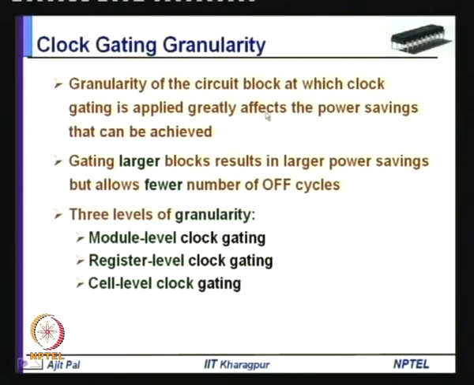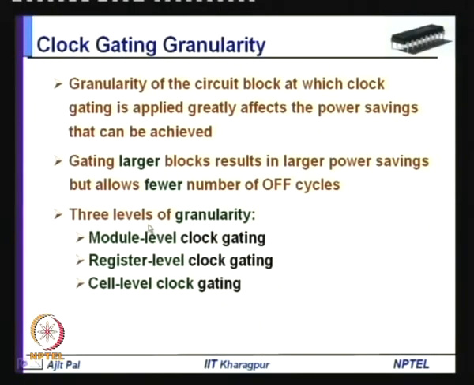Now, let us focus on one very important aspect, that is clock gating granularity. The granularity of the circuit block at which clock gating is applied greatly affects the power saving that can be achieved. Granularity means the size of the block that is being clock gated, and there are three possible alternatives. First one is module level clock gating, second is register level clock gating, and third is cell level clock gating. Larger blocks result in larger power savings, but allow fewer off cycles.